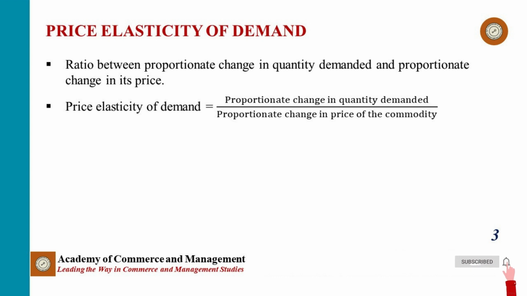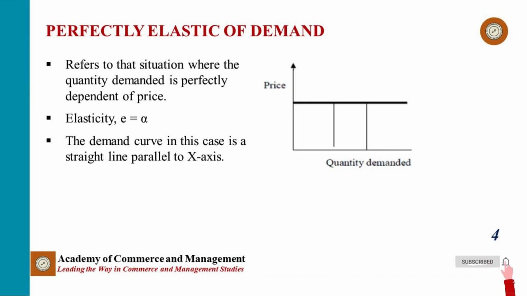First of all, what is price elasticity of demand? Price elasticity of demand is the ratio between proportionate change in quantity demanded and proportionate change in its price. It can be found out by dividing the proportionate change in quantity demanded with the proportionate change in price of the commodity. Now, let us discuss various degrees of price elasticity of demand. There are 5 such degrees.